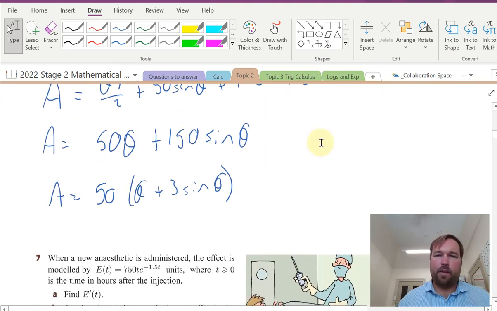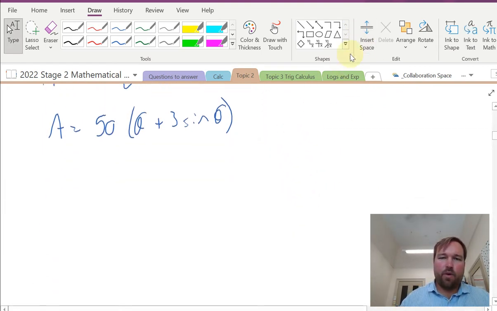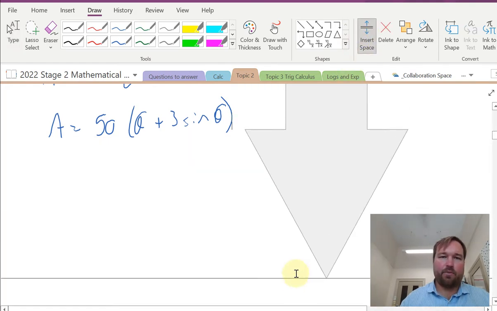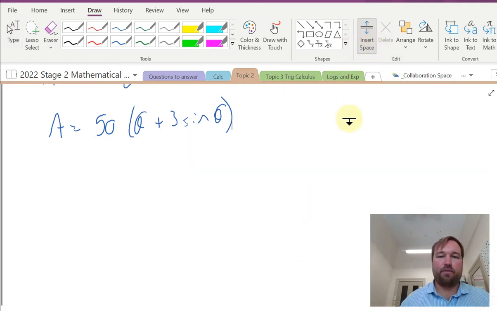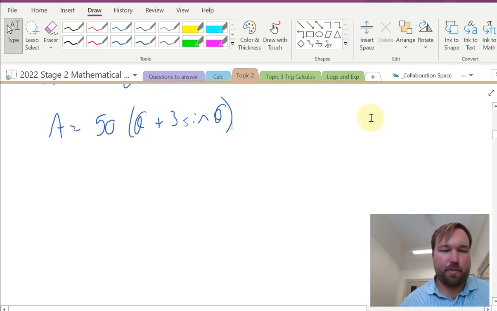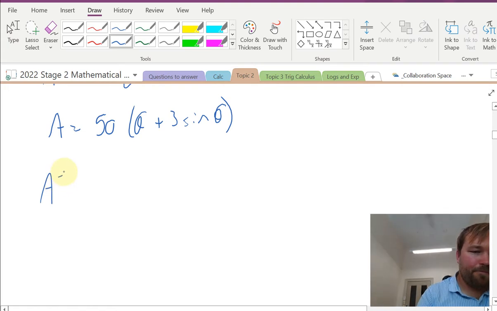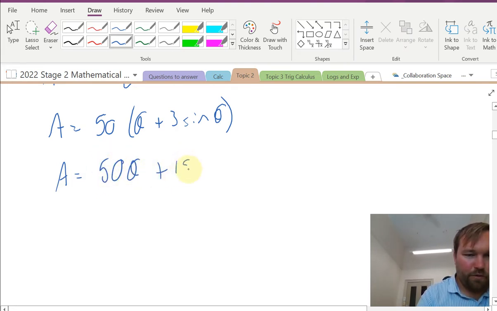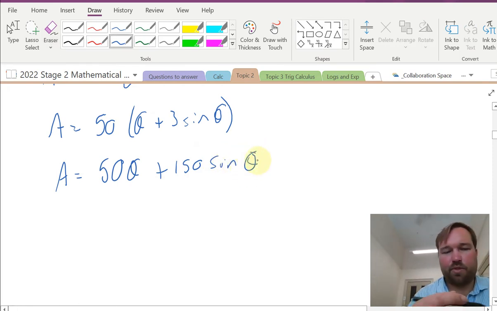Now, we need a ton more space. We want to say when the area is maximized. So once again, we find the first derivative, we solve it equals 0, and we draw a sine diagram to show it's a maximum. So A dash. Frankly, I would just expand that right back out again. Area equals 50 theta plus 150 sine theta. Yeah, you could do a chain rule or product rule or something, but this is way better.